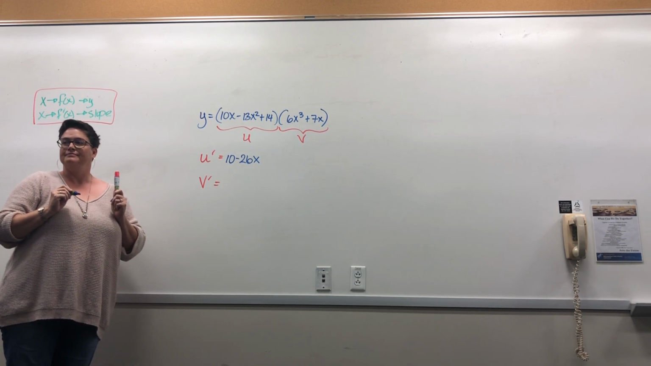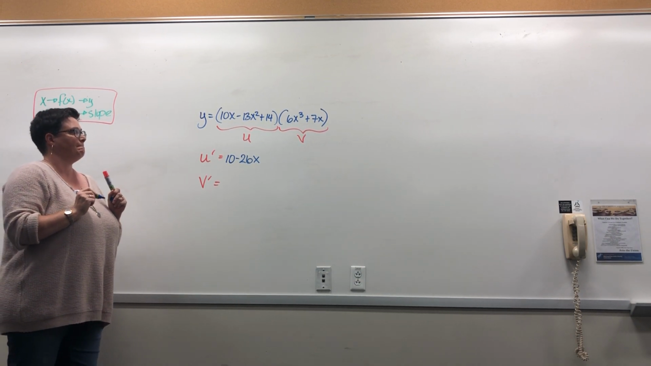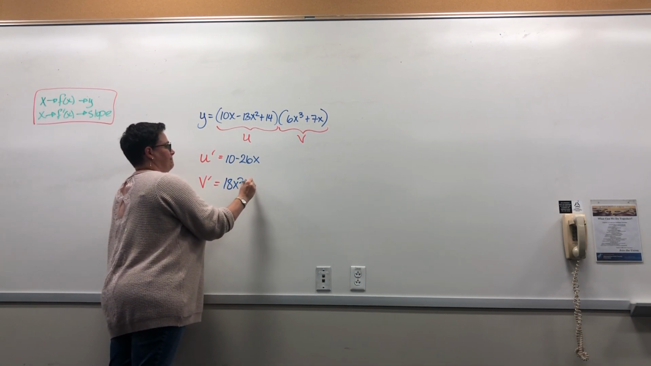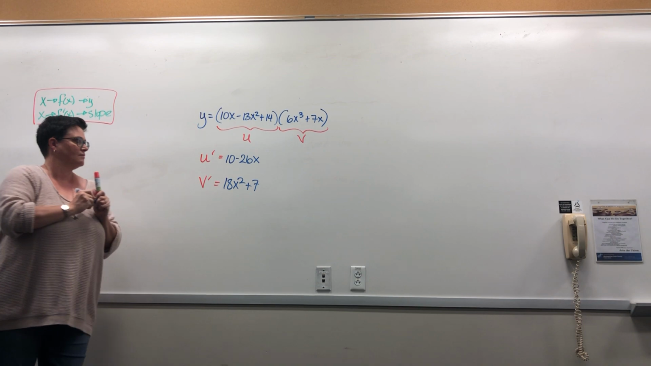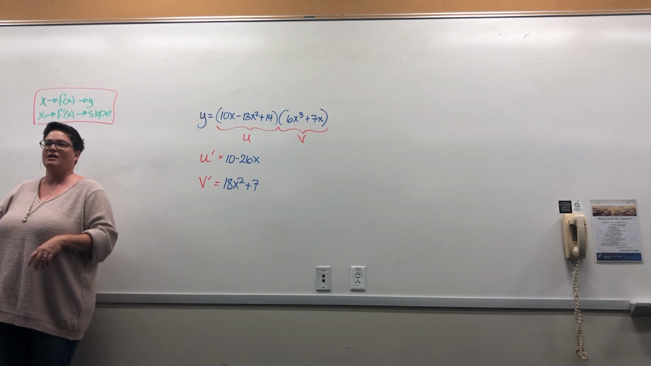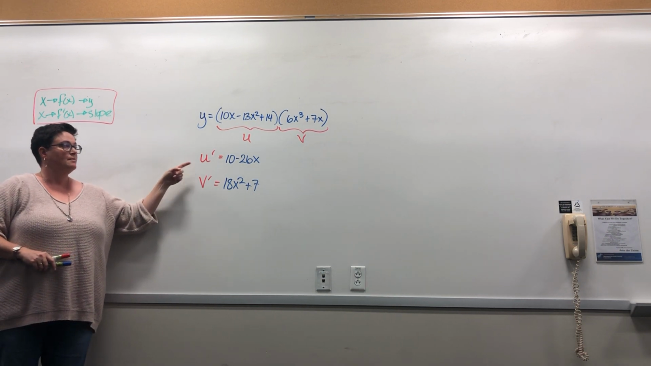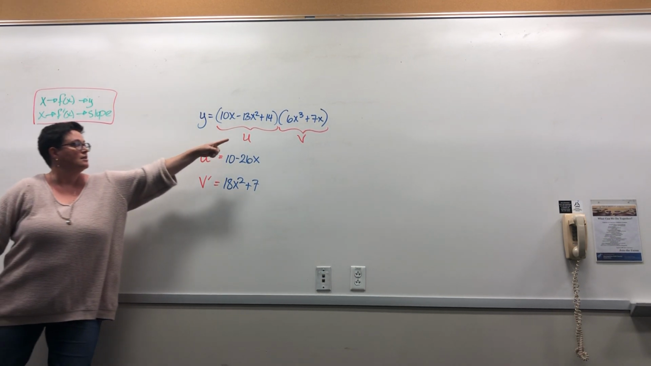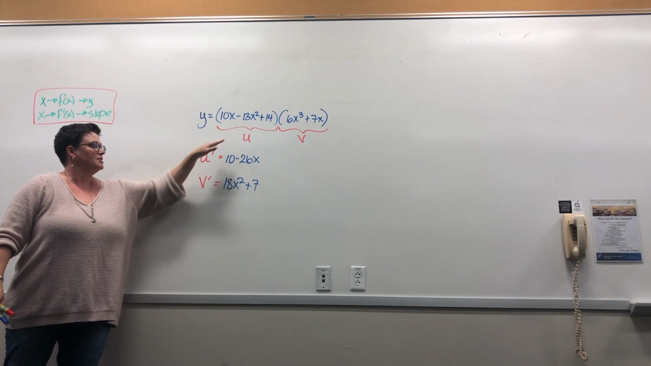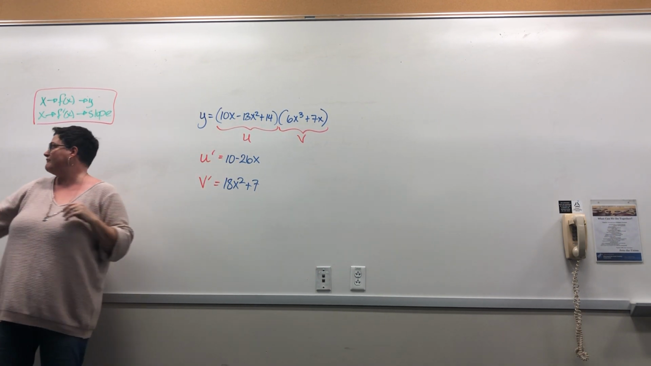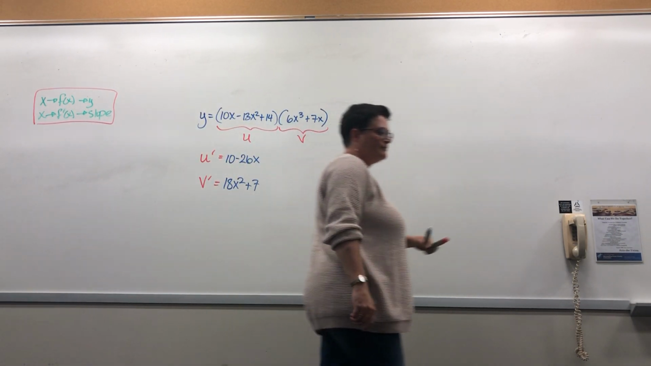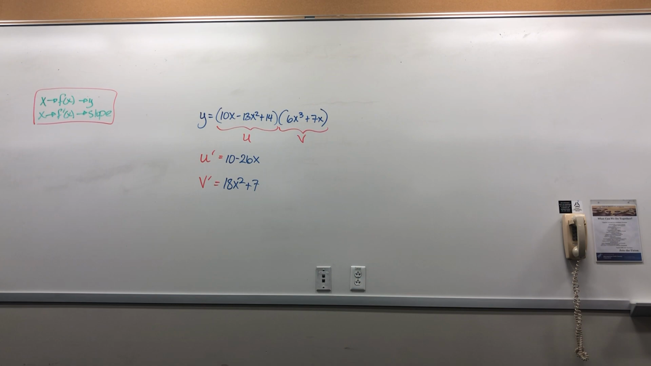14. What's v prime? 7. You're done. Now all I have to do is fill and chill, guys. You have your u prime, you have your v, you have your u, and your v prime. You have all the bits. Just fill it in.